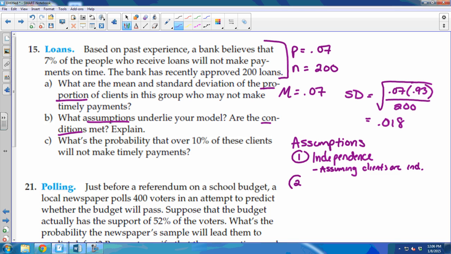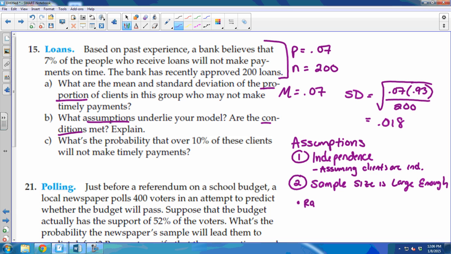And then what's the second one? That's one of the conditions. The second assumption is that your sample size is large enough. The condition that backs it up is the success-failure condition. All right, so we have 2 assumptions, and there's 3 conditions that back those assumptions up. You can't actually do anything to show independence or that your sample size is large enough unless you show the conditions.